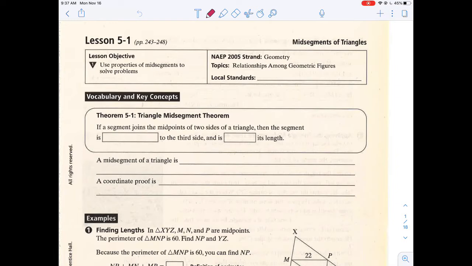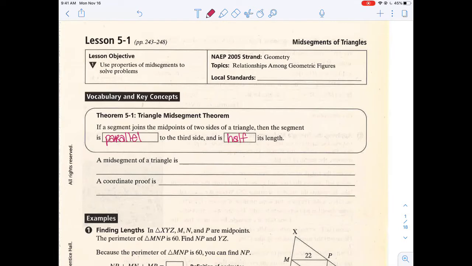This is the triangle midsegment theorem, which states if a segment joins the midpoints of two sides of a triangle, then the segment is parallel to the third side and is half its length. So a couple things to talk about to go along with that.